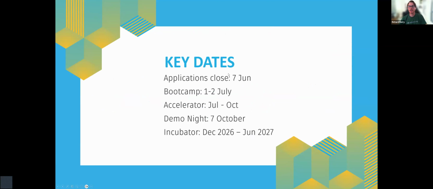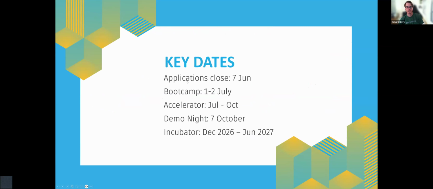Key dates. Applications will close on the 7th of June. And after the 7th of June, we will run through our scoring process, and then we'll send out a notification to teams a week and a bit later than that to ask if you would like to join us at bootcamp as one of the 20 shortlisted.